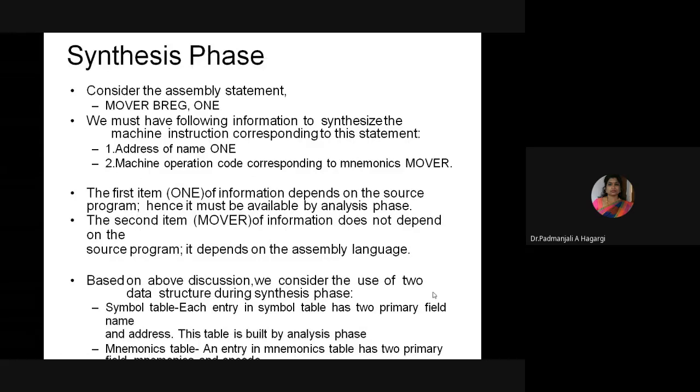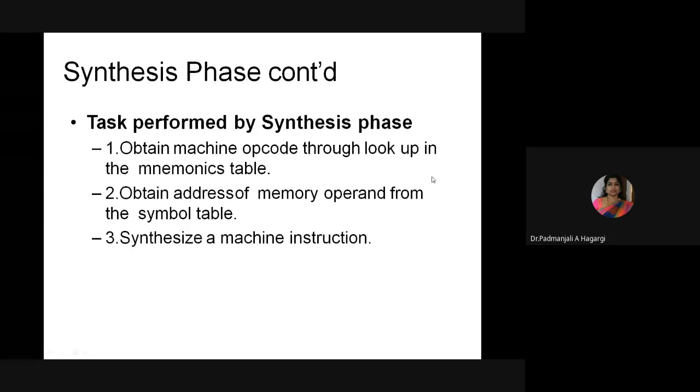So that is how the synthesis phase works. The main task performed by the synthesis phase is to obtain the machine code. In the analysis phase, it was just arranging them into the respective tables, that is, the symbol table and the opcode table. Now, during the synthesis phase, it collects what has been arranged in memory and generates the opcode. It obtains the machine code by looking up the mnemonic table, obtains the addresses of the operands from the symbol table, and synthesizes the machine instruction. Now go for synthesizing the machine instruction.